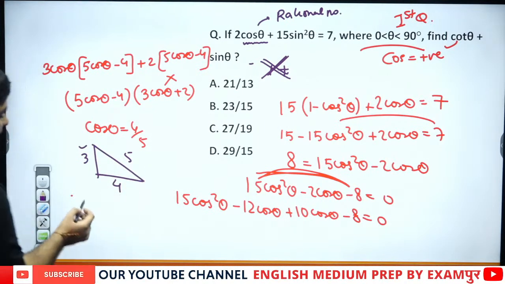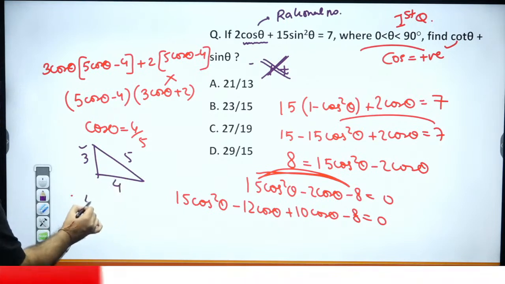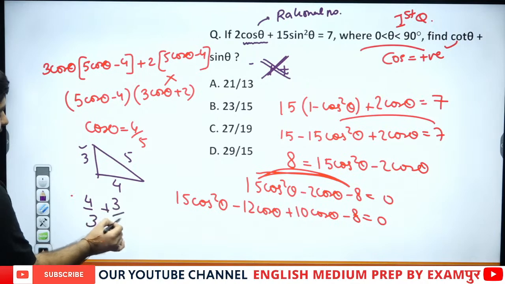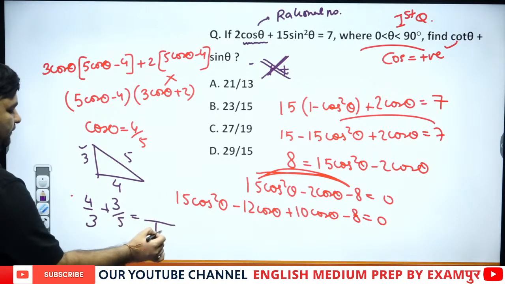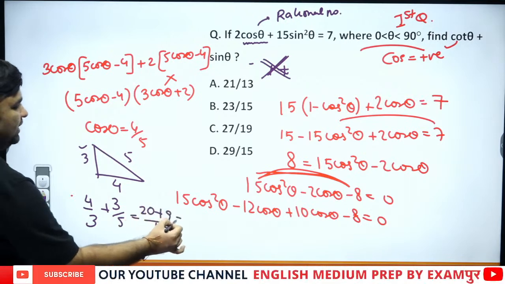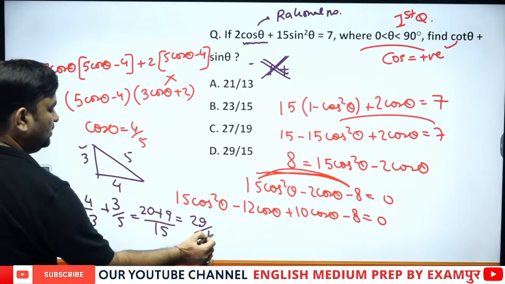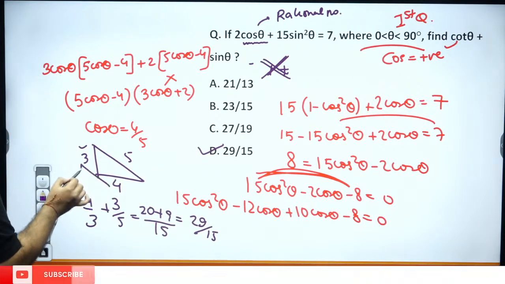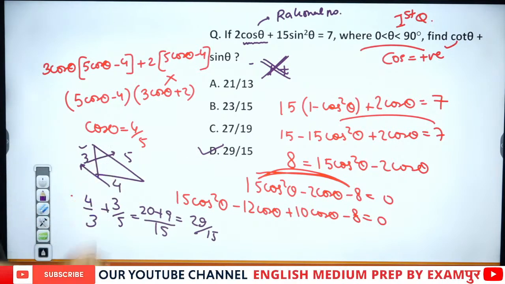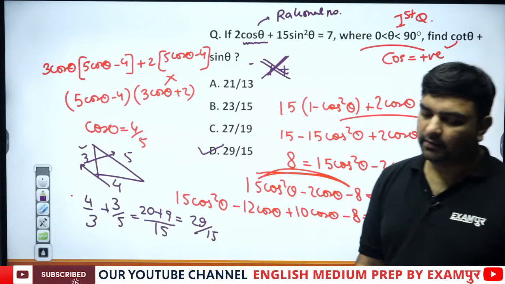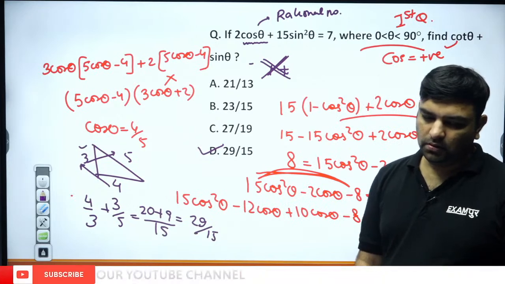So, cot theta plus tan theta. What is cot theta? 4 by 3. And what is sin theta? 3 by 5. So 20 plus 9, 29 by 15. Clear, guys? Clear?